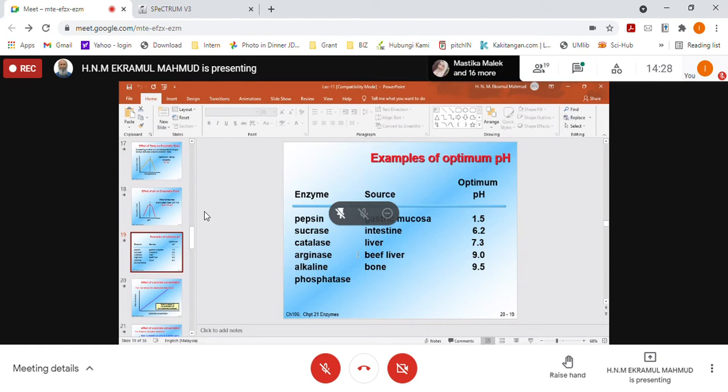Beef liver arginase, the pH is quite high, an alkaline pH, 9.0. Alkaline phosphatase, this enzyme is found in bone. The optimum pH for this is 9.5.